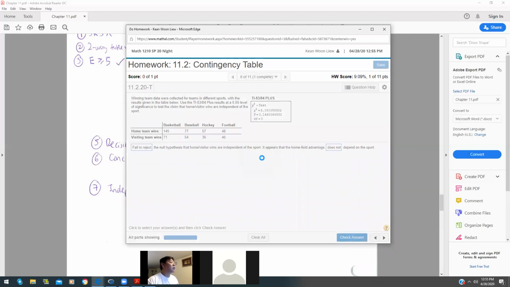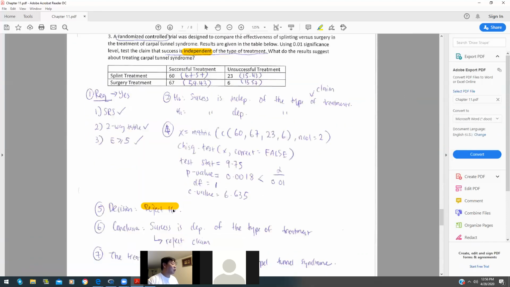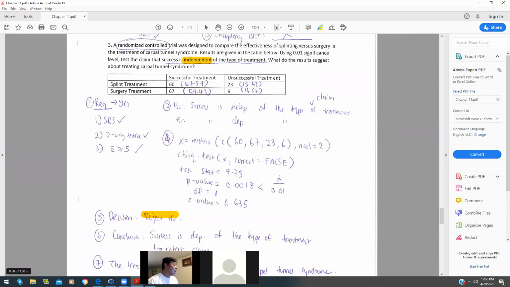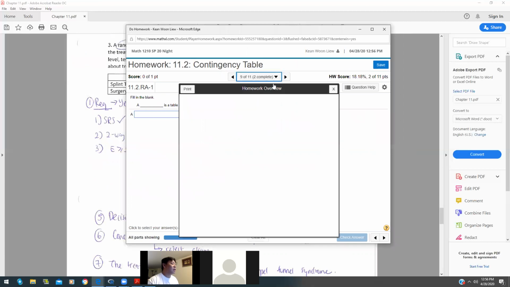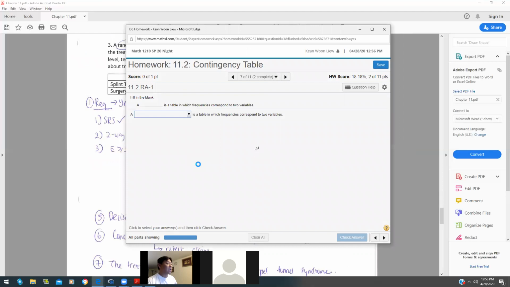Okay, so yep. I just want to point out to you that when you fail to reject, your answer here is always no. And when you reject, your answer is yes. Okay, so this is how we do this kind of question in your homework here. Does anyone have any questions for me before we end the Zoom session here?